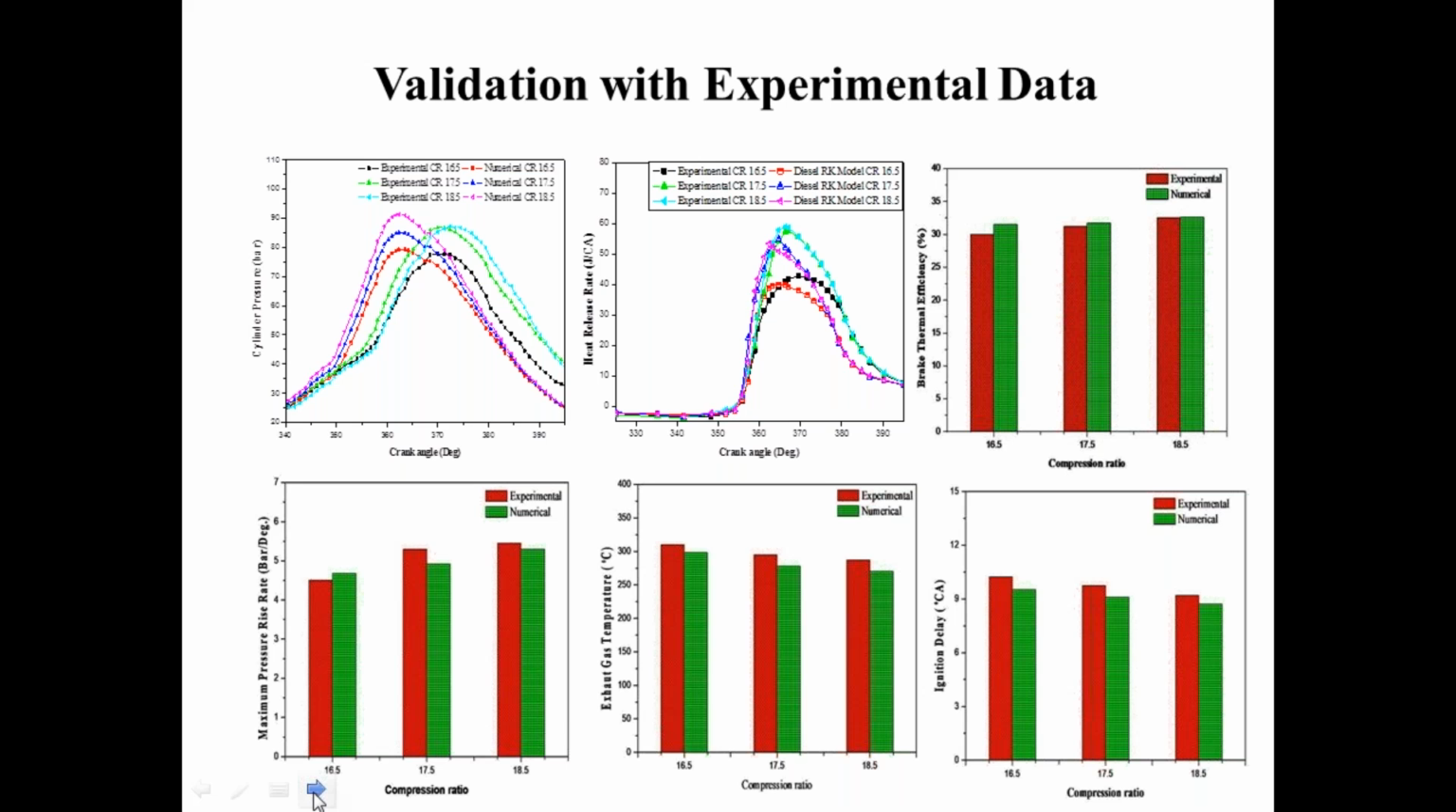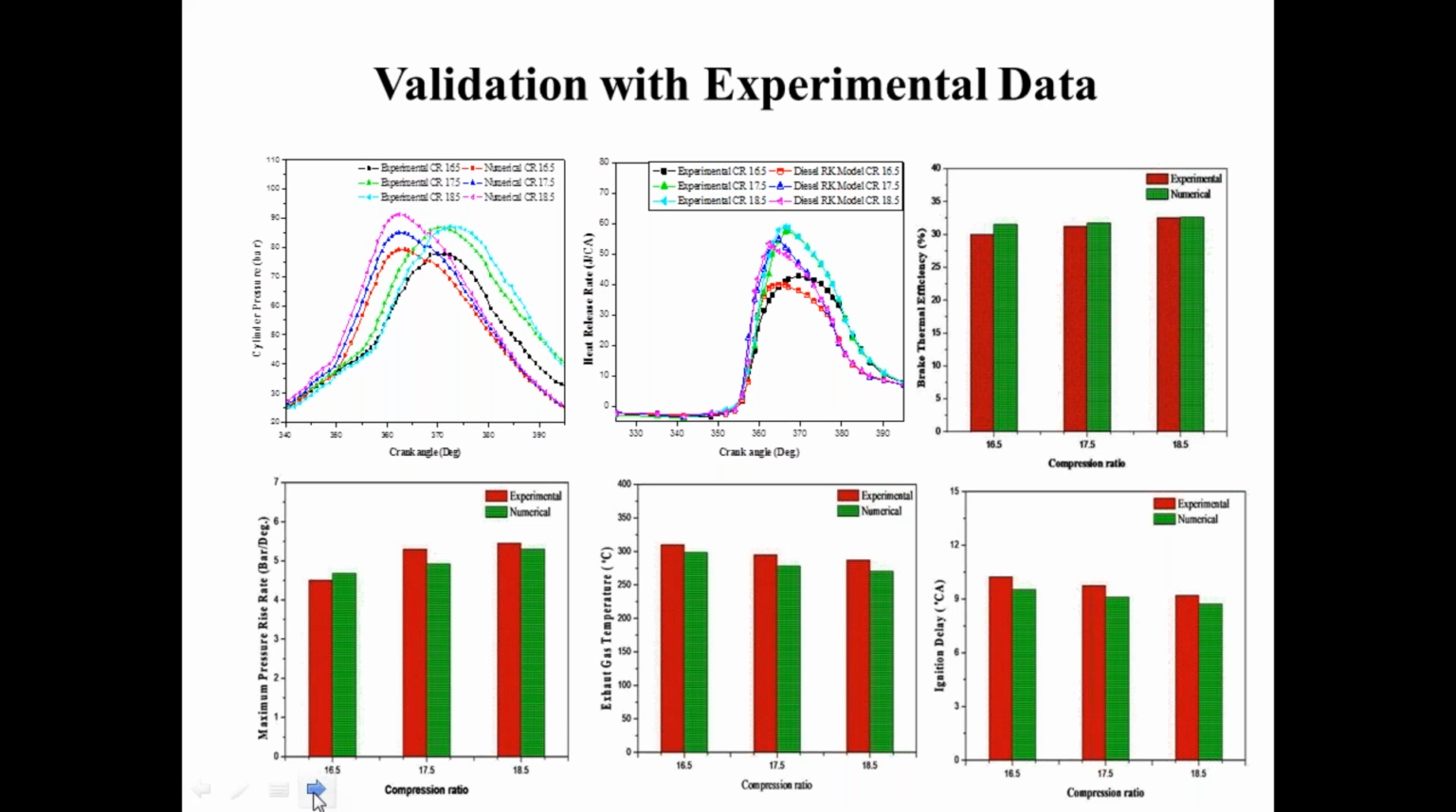The experiment is also conducted on a test engine: single cylinder, naturally aspirated, water cooled, direct injection diesel engine using diesel fuel with variable compression ratio. As you can check in the diagram, there are three different compression ratios: 16.5, 17.5 and 18.5. Compression ratio is nothing but the total volume divided by the clearance volume.